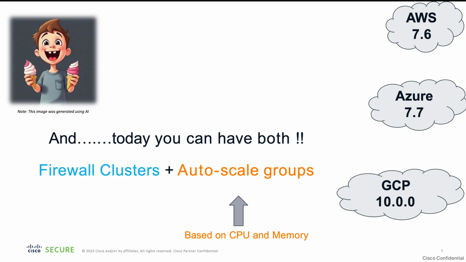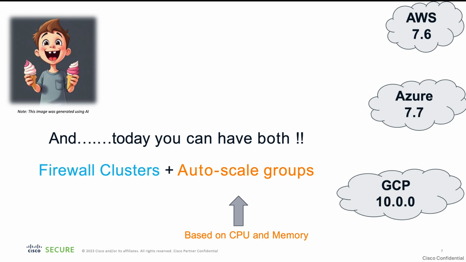With clustering, as you all know, multiple firewall nodes operate as one logical unit, sharing state across all the nodes, so traffic is distributed and failover is seamless. With this dynamic scaling capability, the cluster can dynamically expand during traffic spikes and contract during quiet periods, ensuring both performance and cost efficiency. Together, they deliver resilient and elastic security in AWS with the simplicity of managing a single firewall.